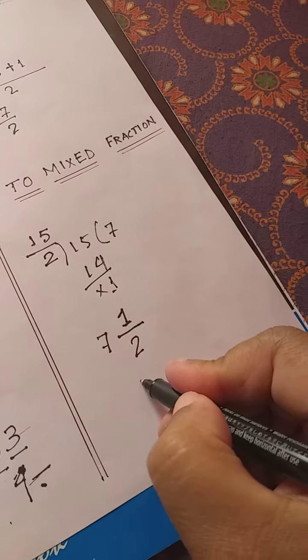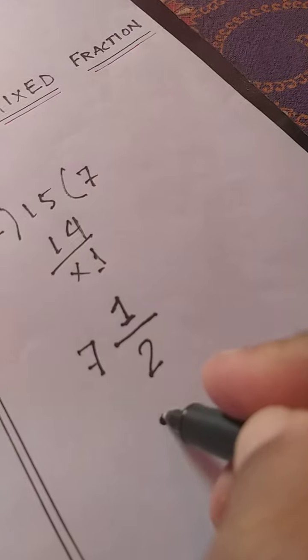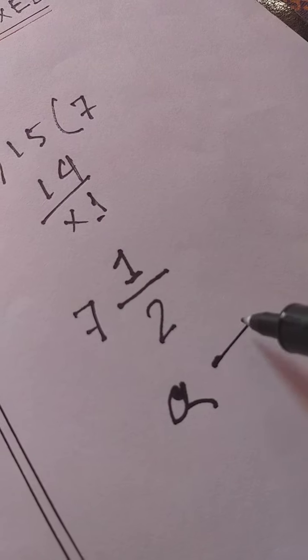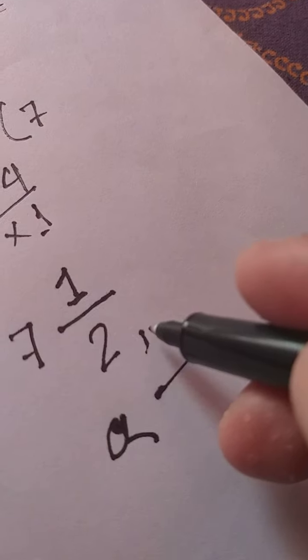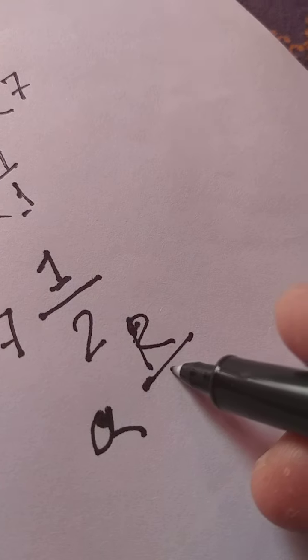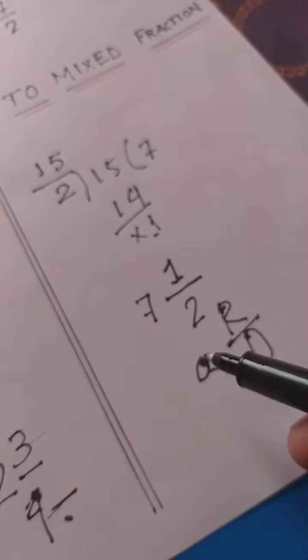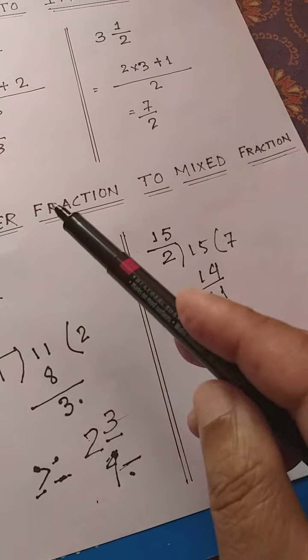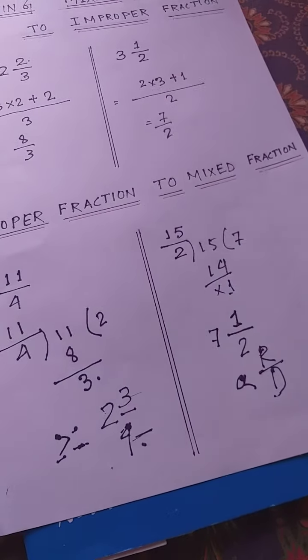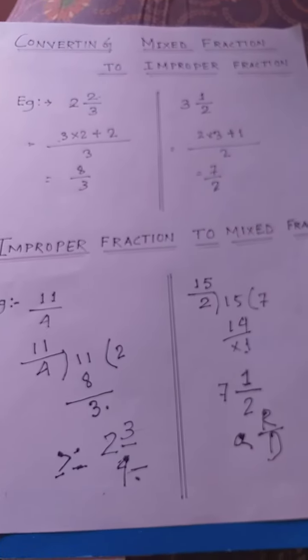So how to write? Quotient, then remainder, and then the divisor. So quotient, remainder, divisor. This is the way you convert the improper fraction to mixed fraction form. Okay, students, thank you.